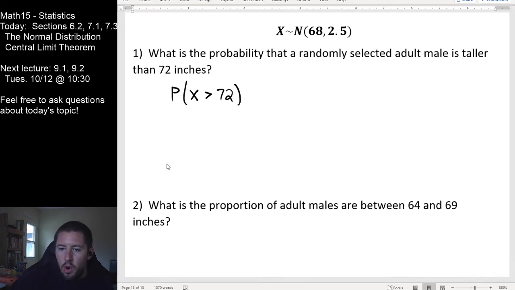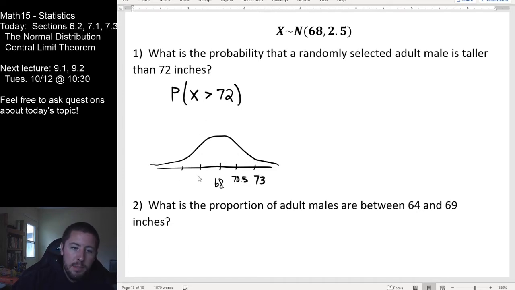I'm going to go ahead and draw my normal distribution right here. I know that our adult male heights will be centered at 68. I can go 1 and 2 standard deviations in each direction to feel out where I'm at. Adding 2.5 to 68 is going to give me 70.5. Adding another 2.5 is going to give me 73.